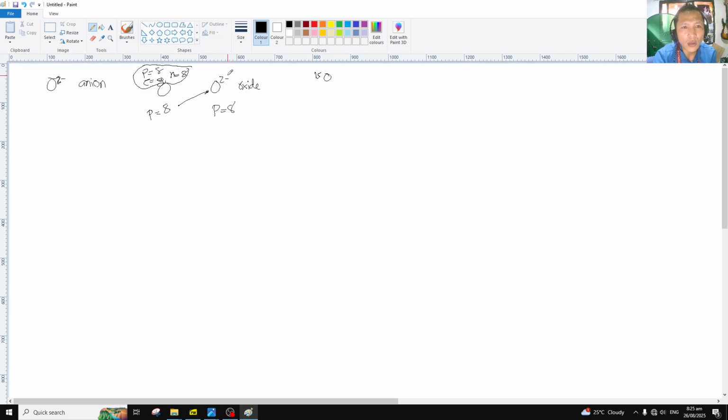Okay? So this is called an oxide. It has proton 8, neutron 8, because it's normal, not isotopic. Again, if isotopic, the neutron changes. For your electron, normally you have 8 for an oxygen element or atom. But since 2 were added, basically 8 plus 2 and you will have 10. So for your oxide ion, you would have proton 8, neutron 8, and electron 10.